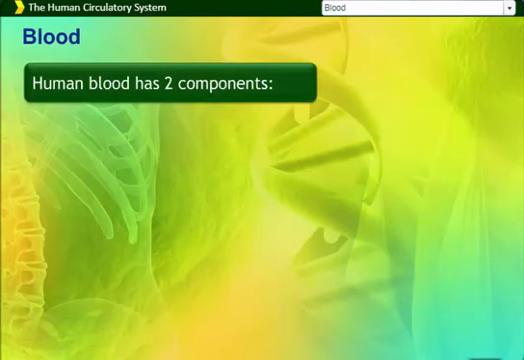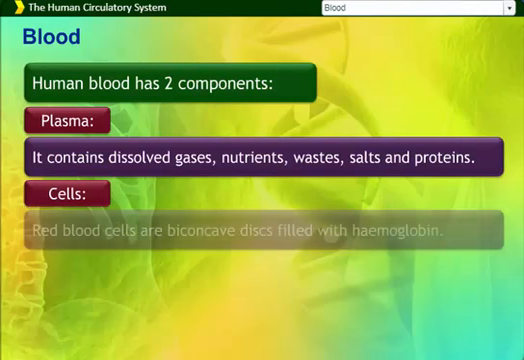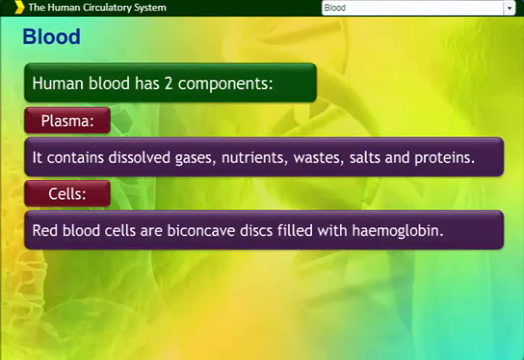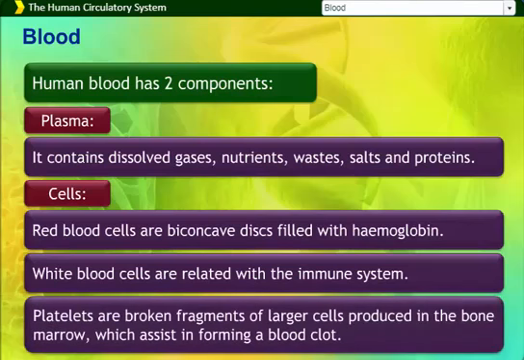The first component of the cardiovascular system, human blood, has two components: plasma, which contains dissolved gases, nutrients, wastes, salts, and proteins, and cells, such as red blood cells, which are biconcave discs filled with hemoglobin, white blood cells, which are related with the immune system, and platelets, which are broken fragments of larger cells produced in the bone marrow, which assist in forming a blood clot.